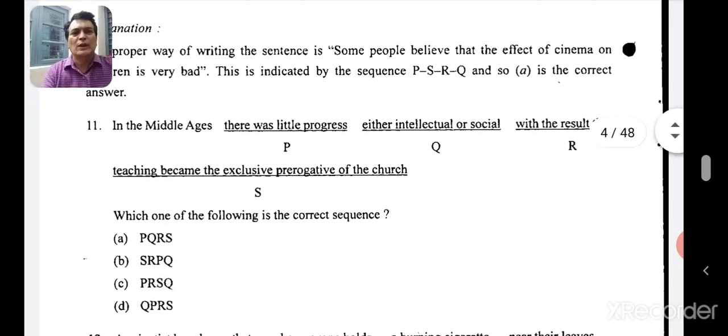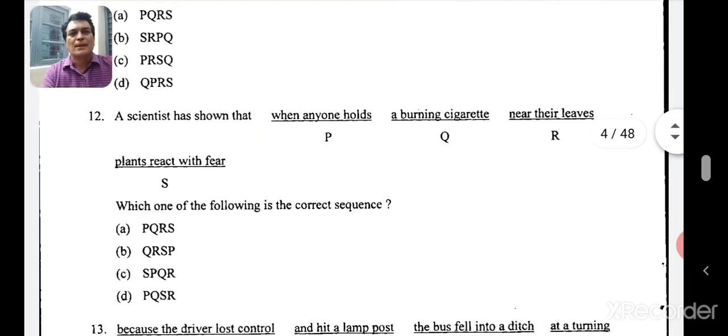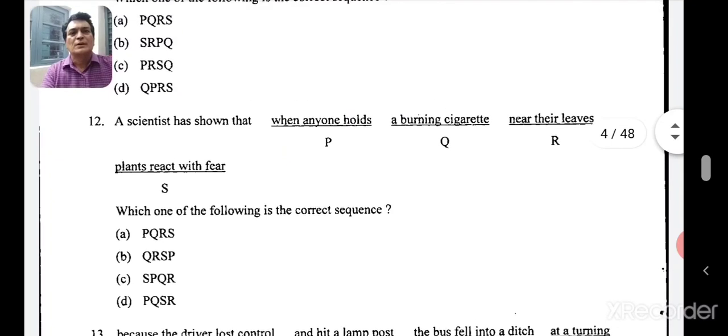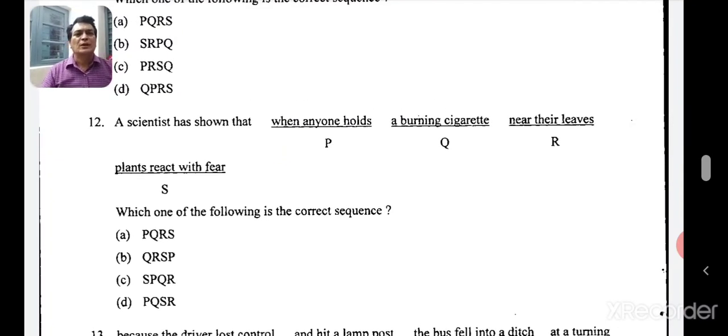So we'll go to the 12th one now. A scientist has shown that when anyone holds a burning cigarette near their lips, plants react with fear. A scientist has shown that plants react with fear when anyone holds a burning cigarette near their leaves. So if that is the sentence, it should start with S. So S, P, Q, R.